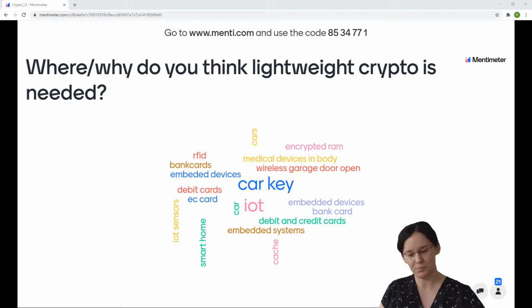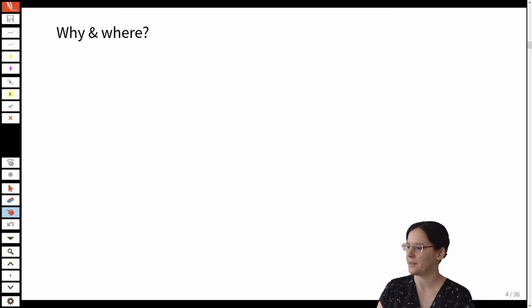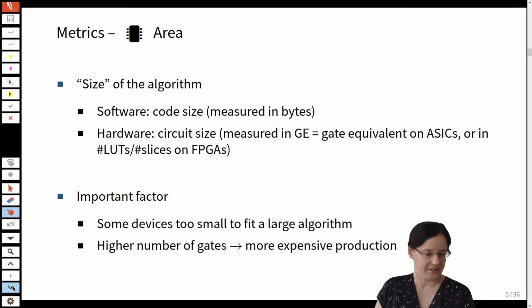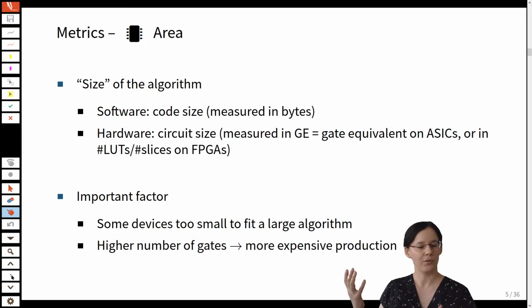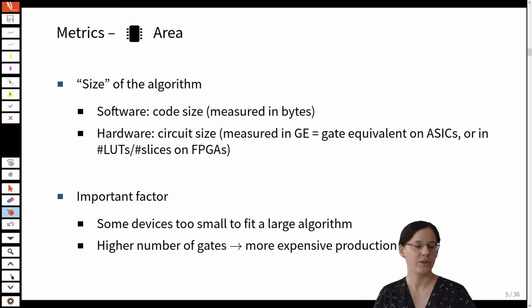Now let's try to bring a bit of structure into this topic. I will now list several metrics that we already to some extent heard before, which are typically constrained when we look at lightweight crypto. Usually not all of these are a problem or strictly limited, but some of them are particularly strong. One of the most frequent ones is area.